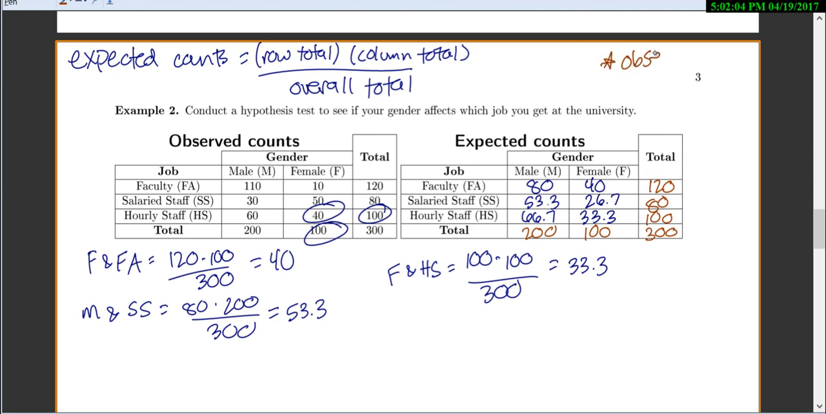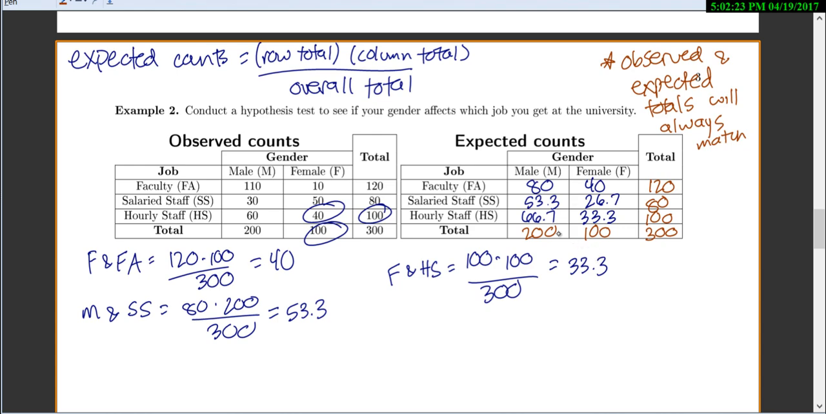So your observed and expected totals will always match. This means two things. One, it means you can double check your work.